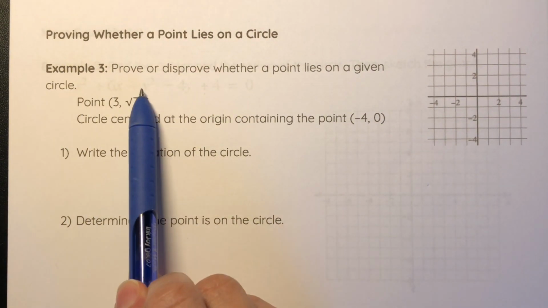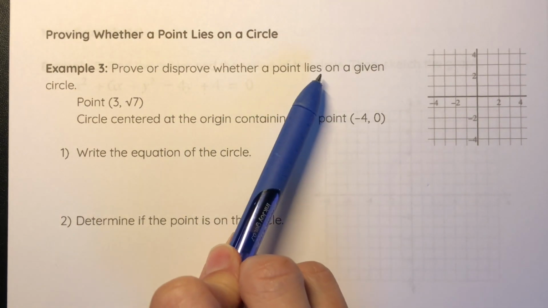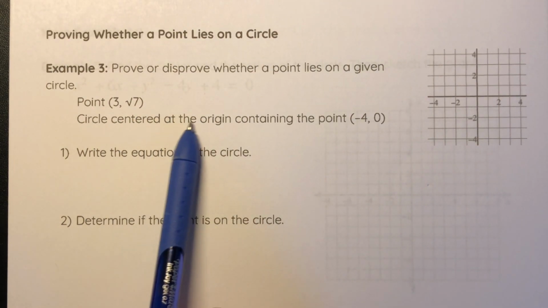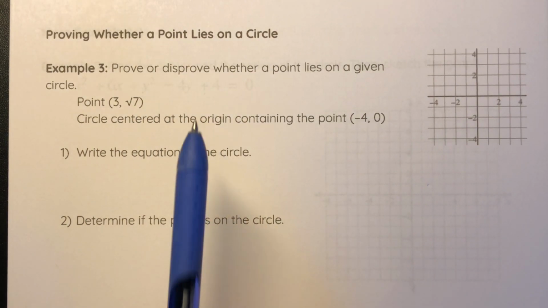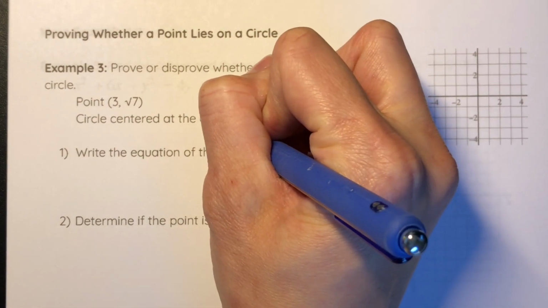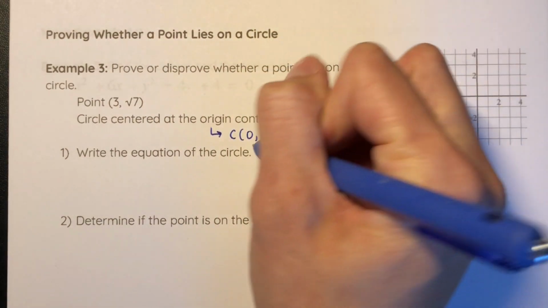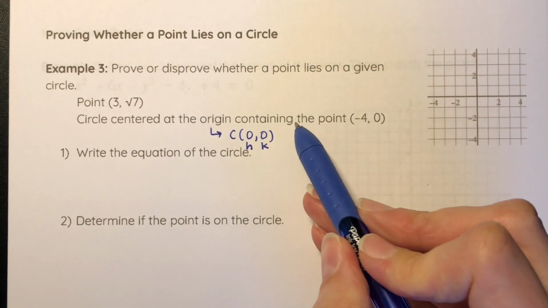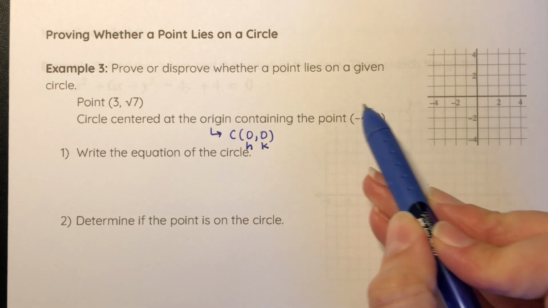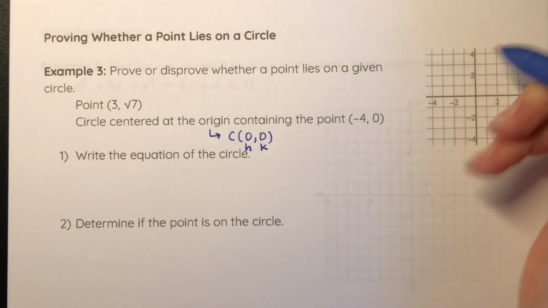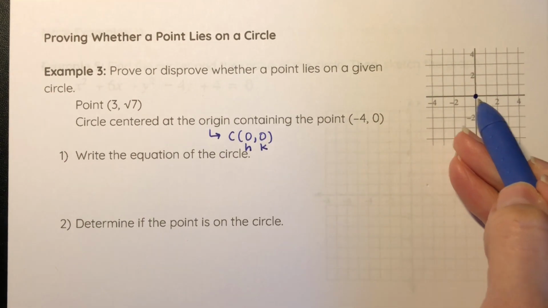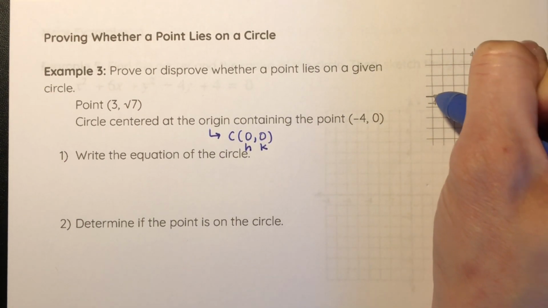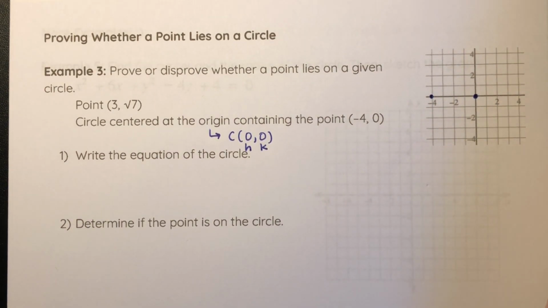So our next example says prove whether a point lies on a given circle. And here is my point, and the circle is centered at the origin. So that means that the center is 0, 0, which means h is 0 and k is 0. And then it also contains the point negative 4, 0. So my circle has that center of 0, 0, and it also has the point negative 4, 0.